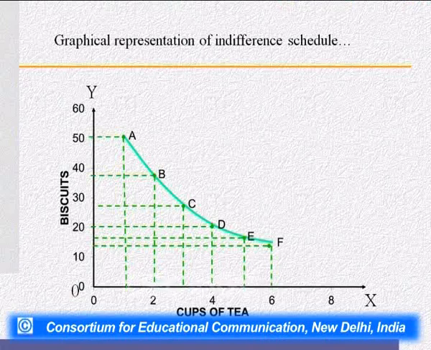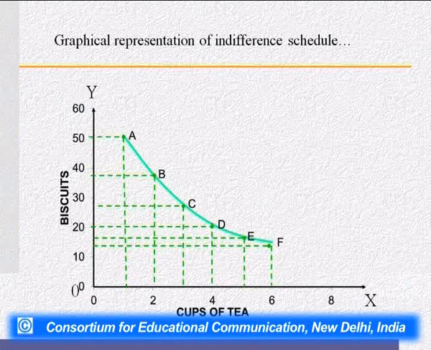If the consumer gets satisfaction from combination A, and then he switches to combination B, he gets the same satisfaction that he gets at the level of A. No one combination gives a different level of satisfaction if all the combinations are on the same indifference curve. This is a very important feature.